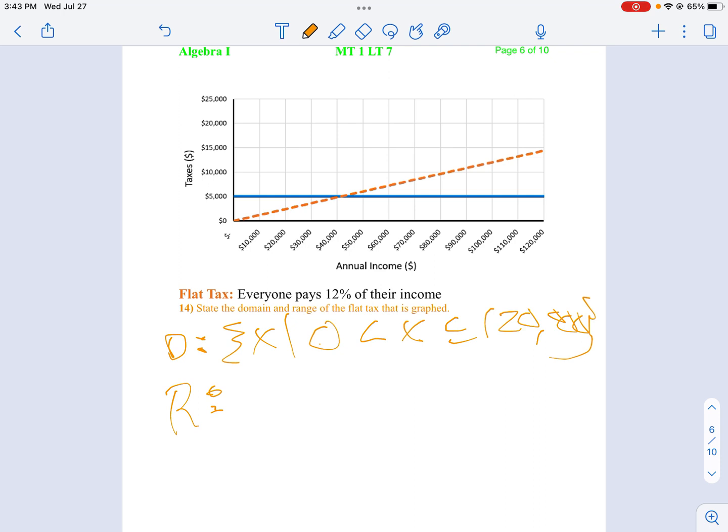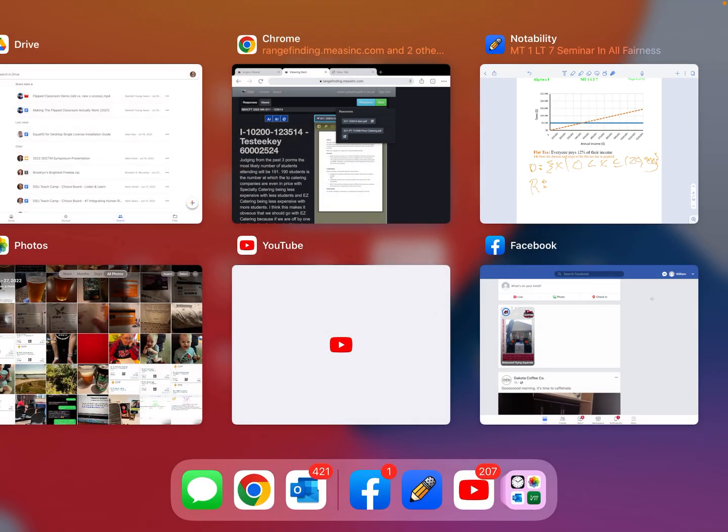Now this time, I have more than one value for my range, don't we? Notice I start at $0, and I go pretty darn close to 15,000. Now, how do I figure that out? Well, I take 120,000, which is my domain. I'm taking 12% of that. So let's take 12% of 120,000.